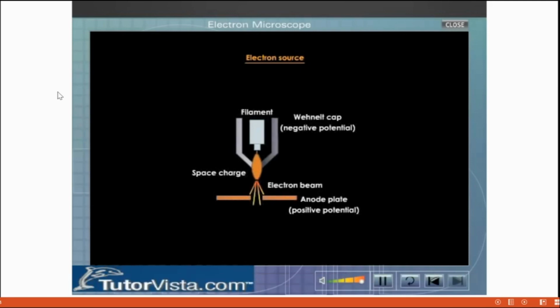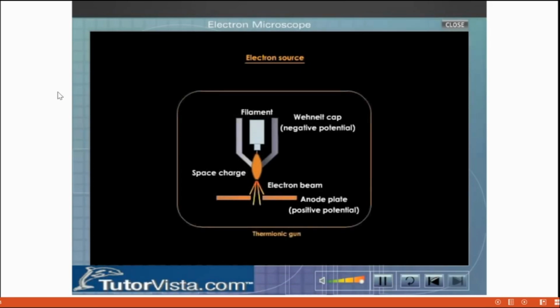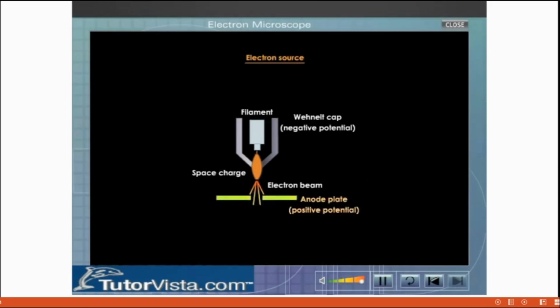All electron microscopes generally use a thermionic gun as a source of electrons. A thermionic gun is shown here. A positive electric potential is applied to the anode plate. The filament, which is the cathode, is heated until a stream of electrons is produced. The electrons are then accelerated by the positive potential down the column.